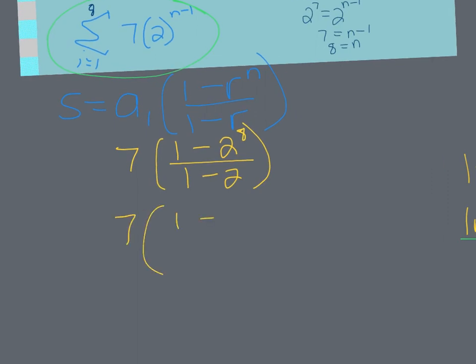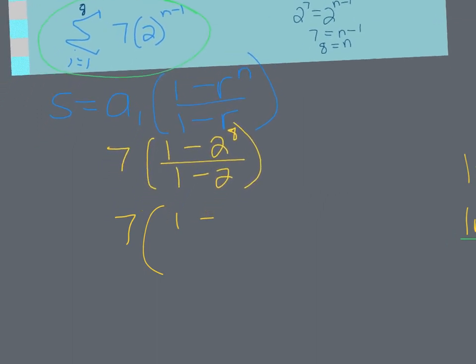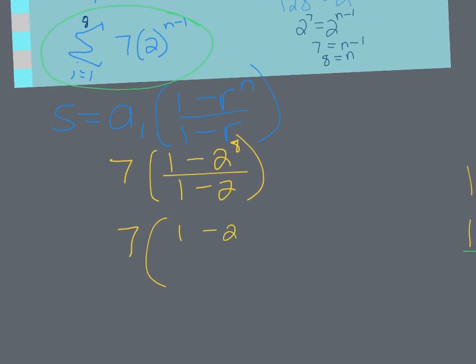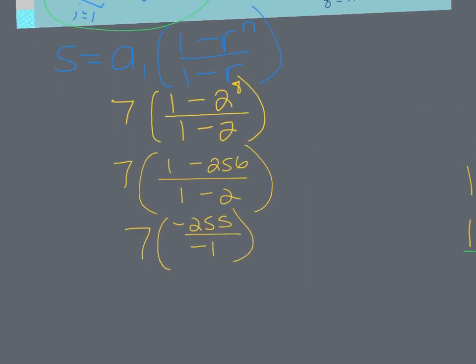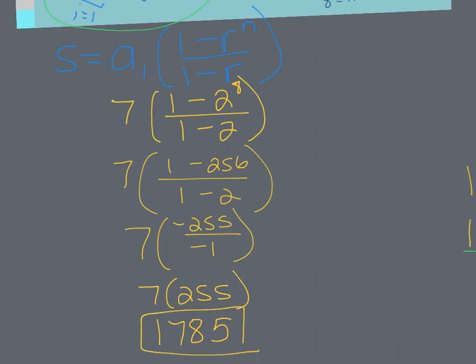What is 2 to the 8th? 256, right? Yeah, 256 over 1 minus 2. 7 times negative 255 over negative 1. 7 times positive 255. 1785. Questions on that one?